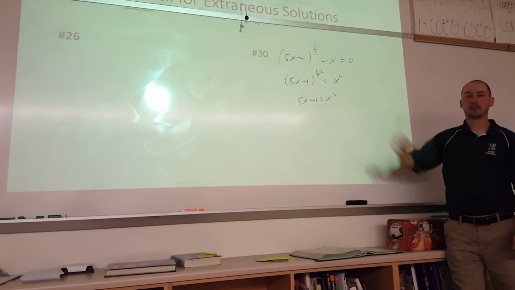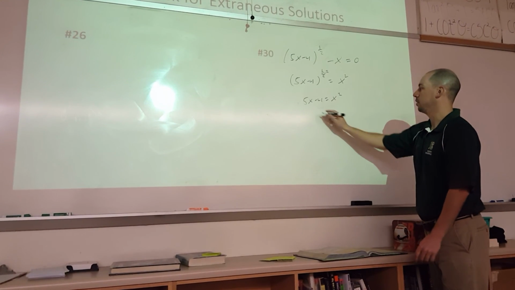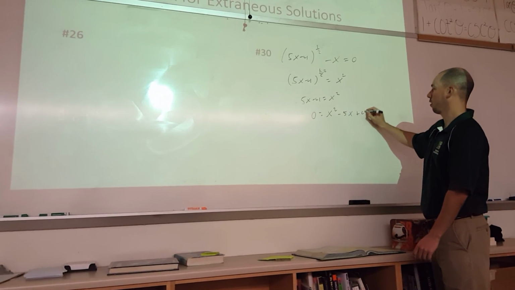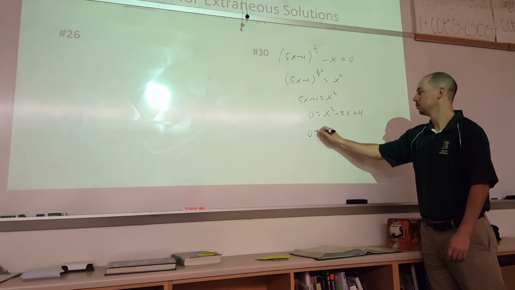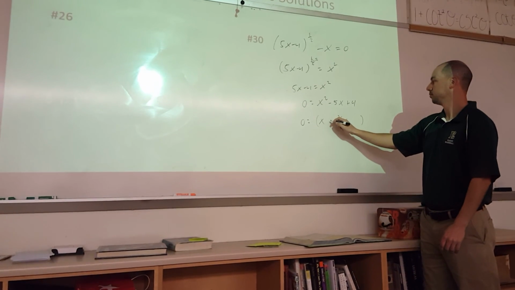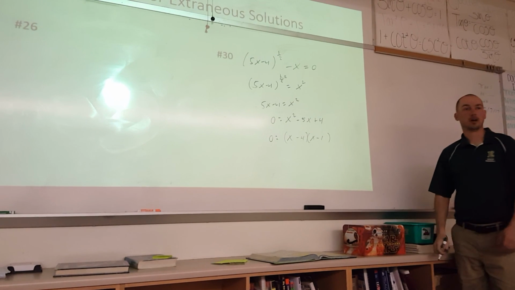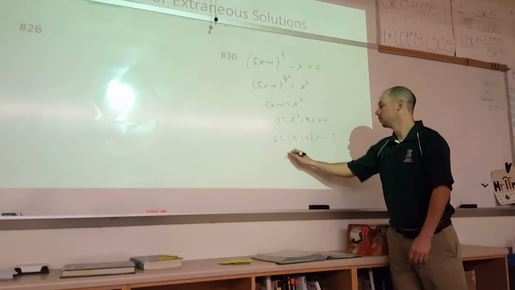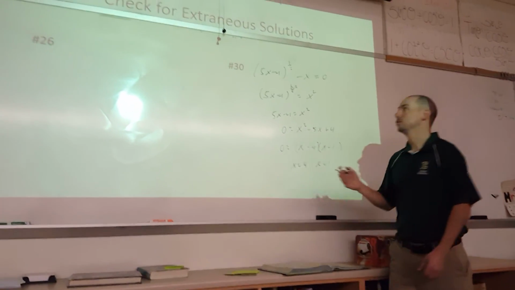Recognize you have x squared, x first, got to factor, get all terms on one side. I'm going to subtract 5x, add 4. This will factor. Minus 4 and minus 1. x equals 4 and x equals 1. Check our answers.